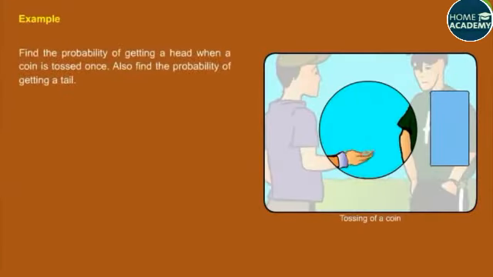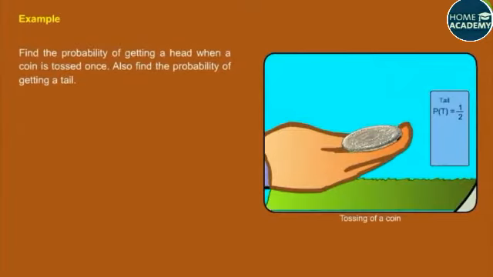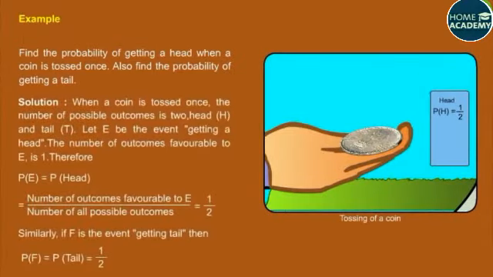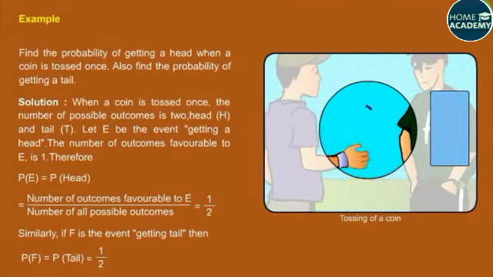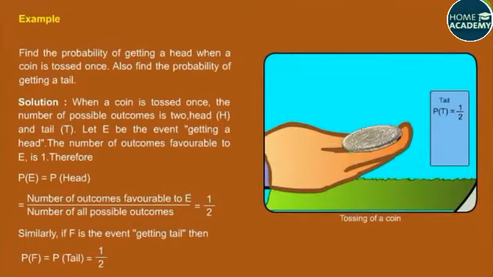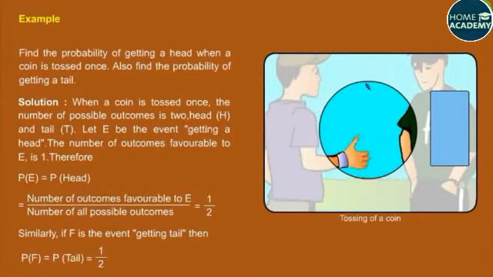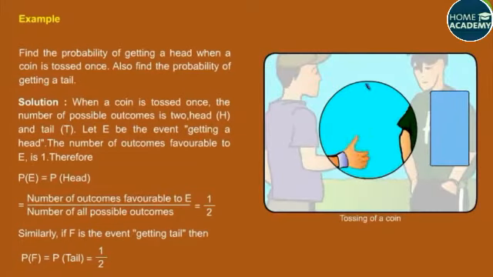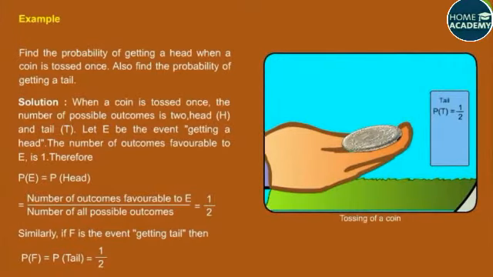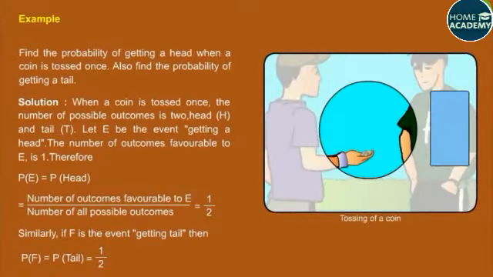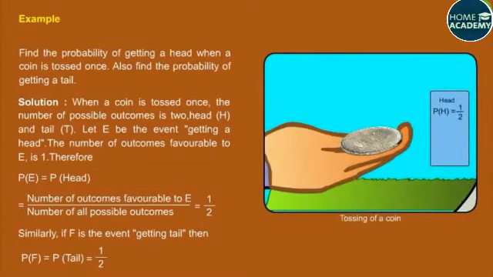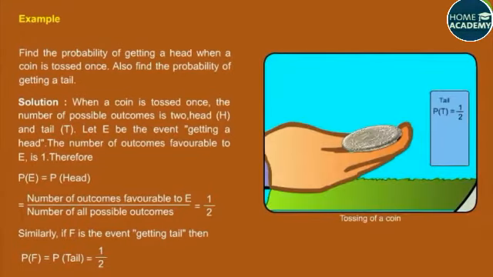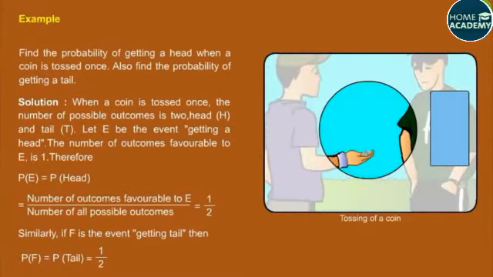Example. Find the probability of getting a head when a coin is tossed once. Also find the probability of getting a tail. Solution. When a coin is tossed once, the number of possible outcomes is 2, head and tail. Let E be the event, getting a head. The number of outcomes favorable to E is 1. Therefore, probability of event E equals probability of getting a head equals number of outcomes favorable to E upon number of all possible outcomes equals 1 upon 2.